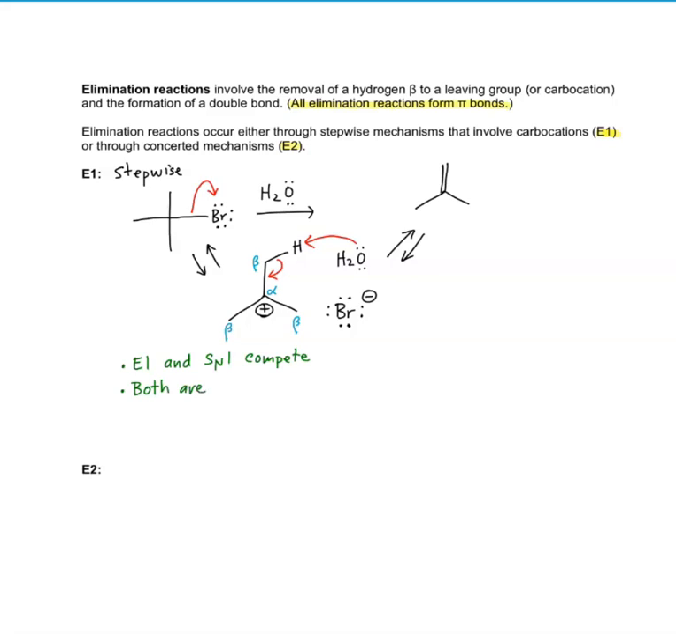Both of these are stepwise. So they both have stepwise reaction mechanisms, meaning they're occurring in several steps, or more than one step. And both involve carbocation intermediates.